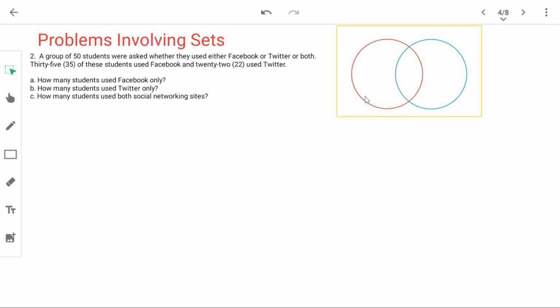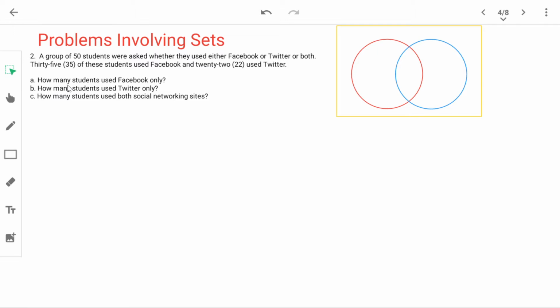To continue our discussion on problems involving sets, we have here example number 2. A group of 50 students were asked whether they use either Facebook or Twitter or both. 35 of these students use Facebook and 22 use Twitter. Now here are the questions.